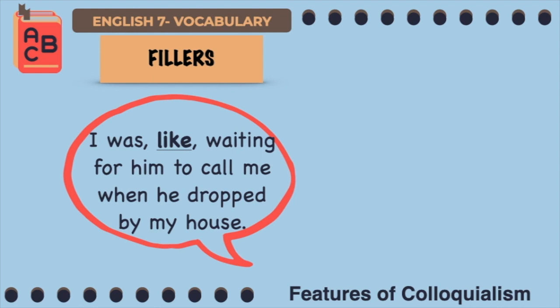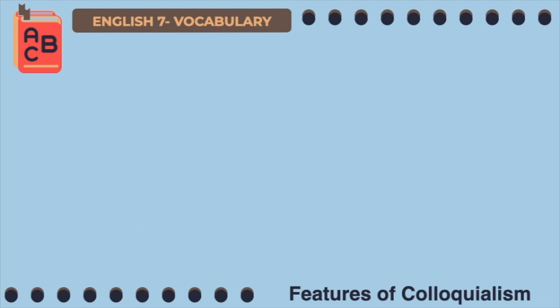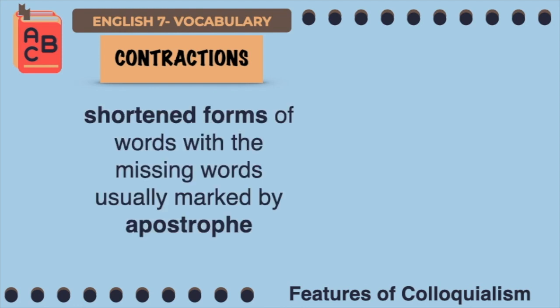Another example sentence. I was like waiting for him to call me when he dropped by my house. In this sentence, the filler is the word like. It is unnecessary as it does not change the meaning of the sentence. Next feature of colloquialism is contractions. Contractions are shortened forms of words with the missing words usually marked by an apostrophe.